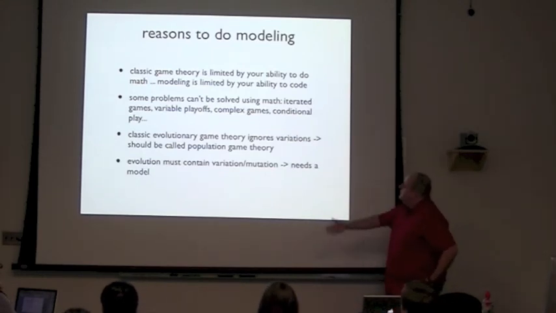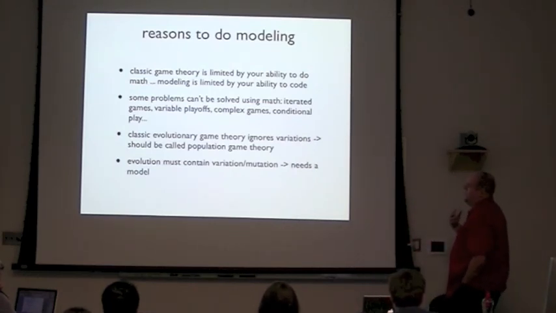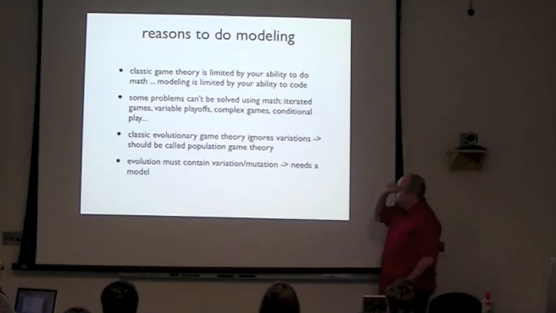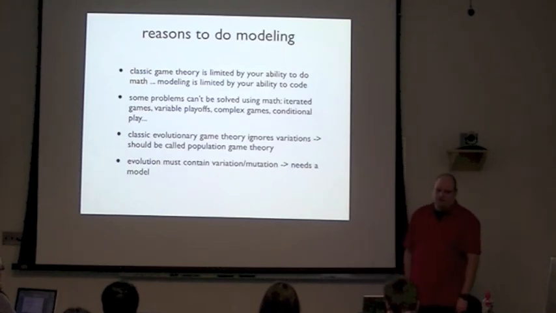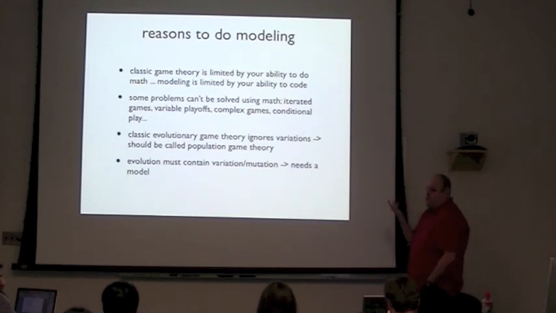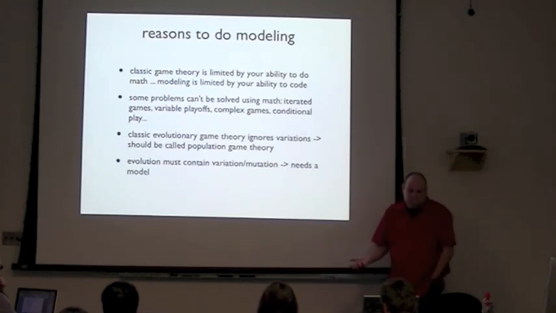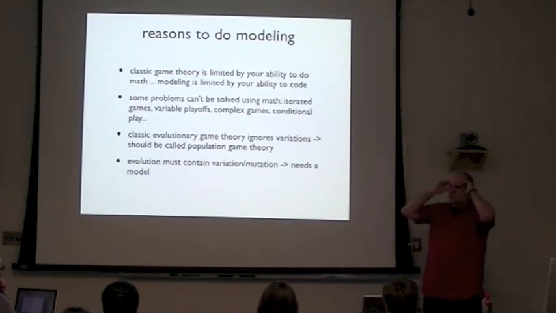It's the boundary, right? Some problems can be solved using classic math, or by doing extraordinarily complex math. But iterated games, variable payoff, complex games, conditional plays, all these things immediately can't be done. And these are the things that are interesting, right? If I do something because you did something else, it's a much more interesting thing than I've always called it. Okay? So, the third one is classic evolutionary game theory ignores variation, should actually be called population game theory. And lastly, since evolution must contain variation and mutation, you need computation. Okay? Think about modeling.